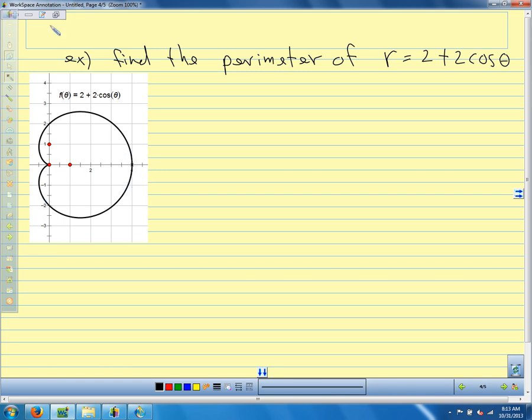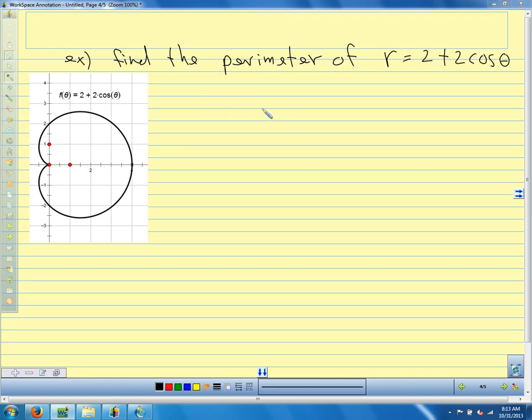If you weren't sure, you could plug it into your calculator and graph, or we could decide r equals 4 when theta equals 0, and r equals 4 again when theta equals 2 pi. So we're going to look at the top half.